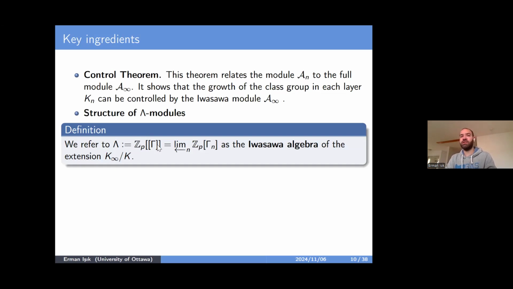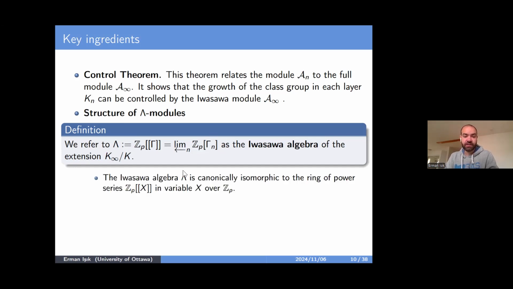And this is the idea in Iwasawa theory. We define Iwasawa modules over this Iwasawa algebra, which is defined as the inverse limit of these group rings. And it turns out that this Iwasawa algebra is canonically isomorphic to the ring of power series in variable X over Z_p. So as I said, the structure of A infinity over Lambda is key.